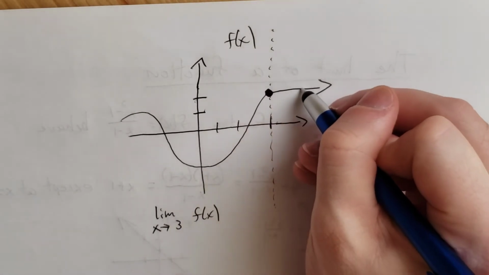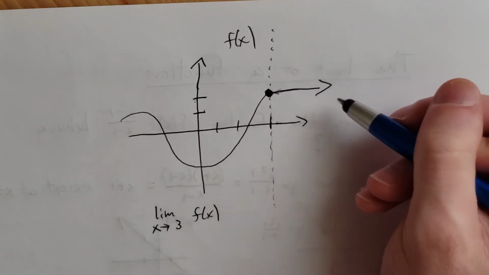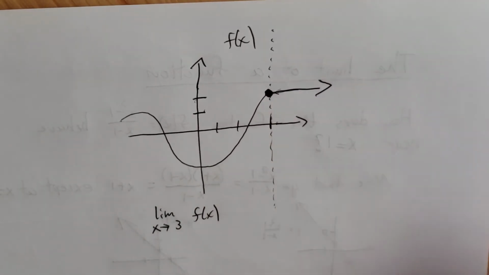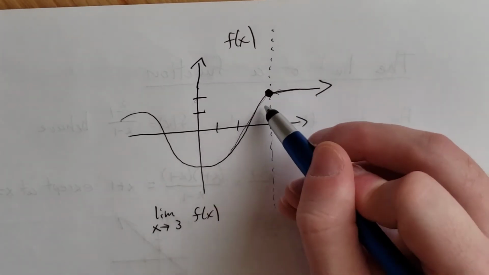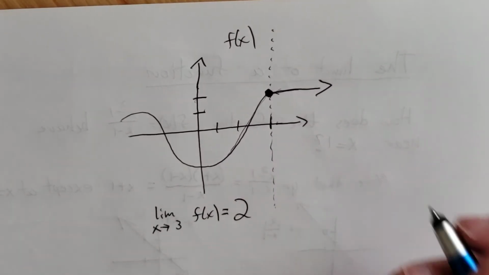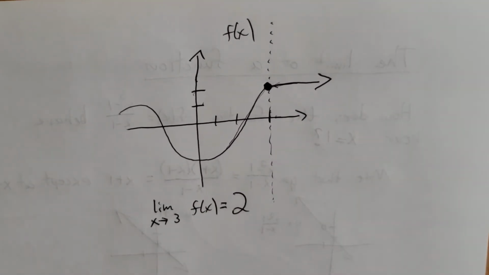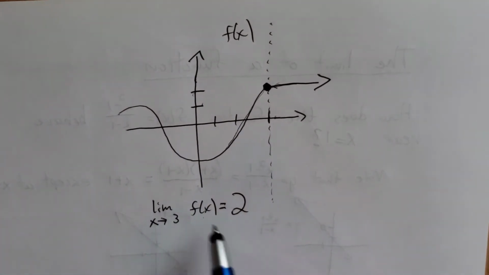Well, we see here from the picture that the y value is 2 as we approach x from this side. And the y value goes to 2 here as well as x approaches 3 from the left. So again, we have the limit is 2, i.e. the limit as x approaches 3 of f of x is 2. So again, this is just what is the y value approaching as x gets close to 3.